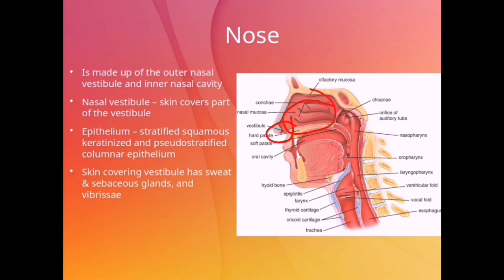The epithelium which lines the nasal vestibule is divided into two. First of all, the part of the nasal vestibule which is continuous with the external environment is lined with the skin of the nose, and this skin is a stratified squamous keratinized epithelium. Within this skin we also find sweat glands and sebaceous glands, and specialized hairs which we call the vibrissae. These are moist hairs which trap dust and particulate matter within the inhaled air. The other part of the nasal vestibule is lined with pseudostratified columnar epithelium.